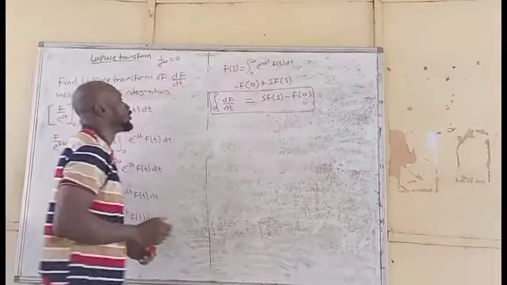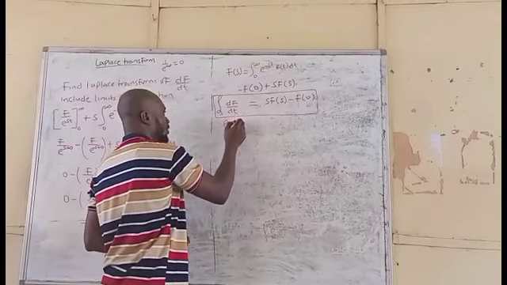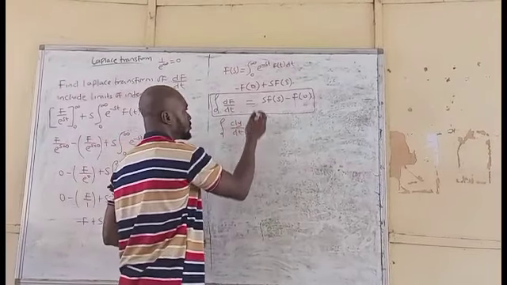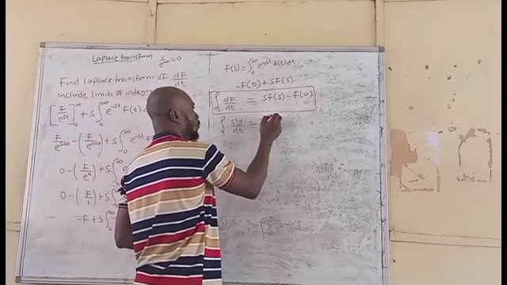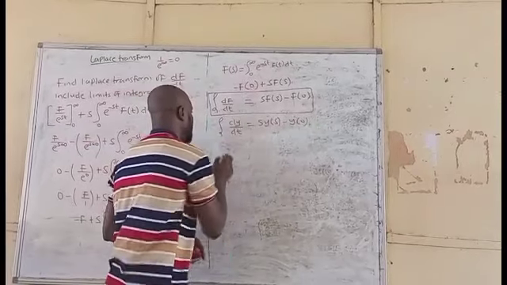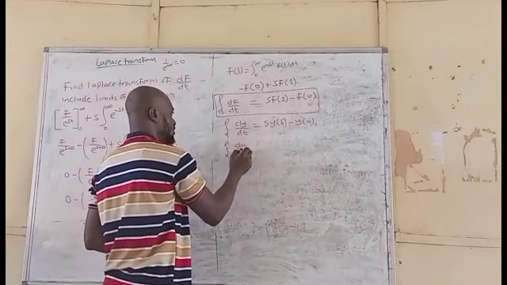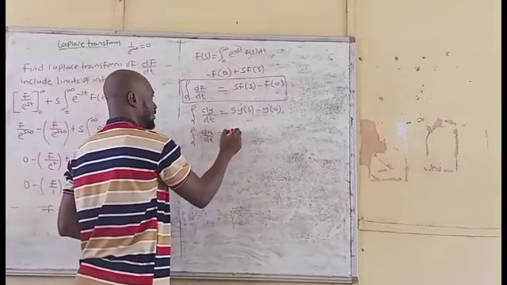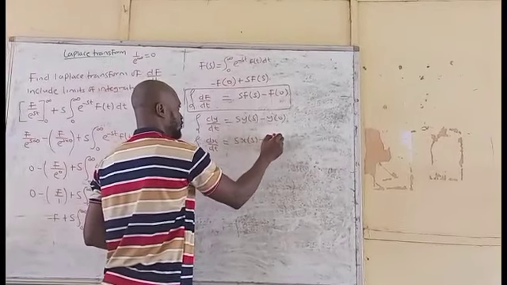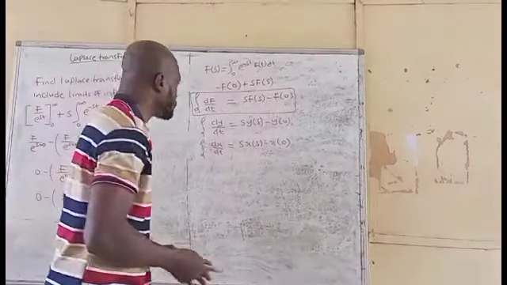So meaning that if you have the Laplace transformation of dy over dt, it will now be s Y of s minus y of what? 0. Then if you have the Laplace transformation of dx over dt, it will now be s X of s minus x of what? 0. So this is how you obtain it. So that is it.